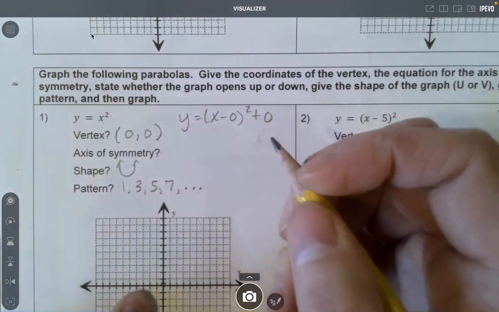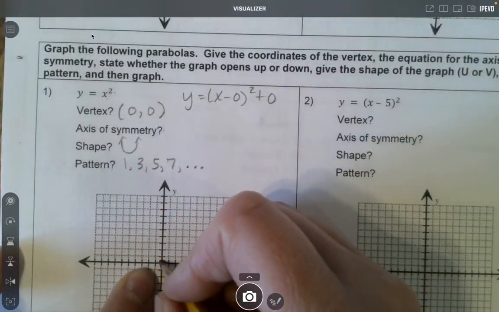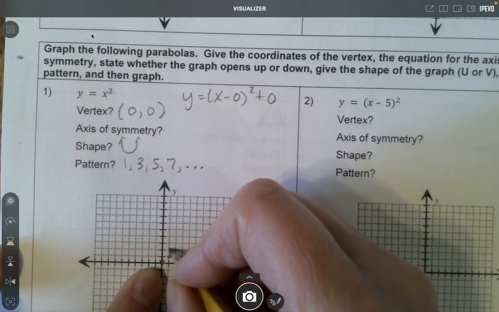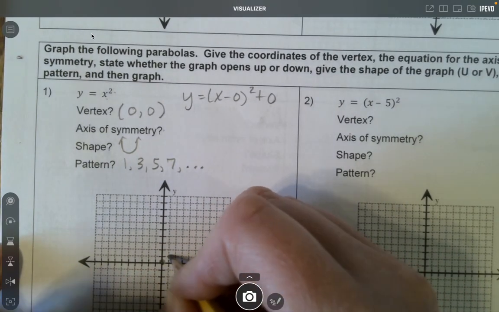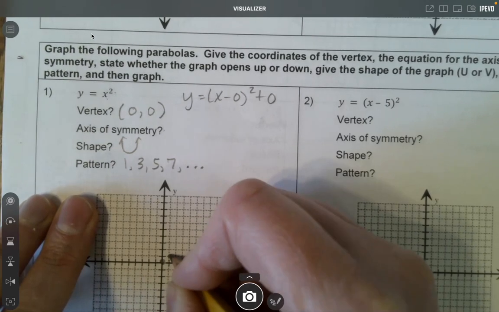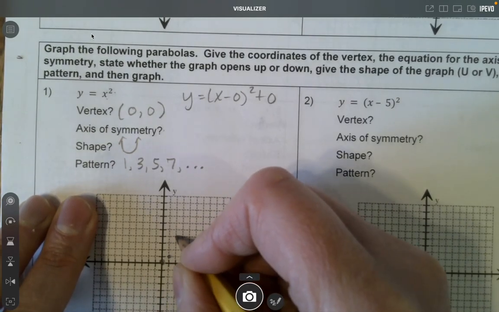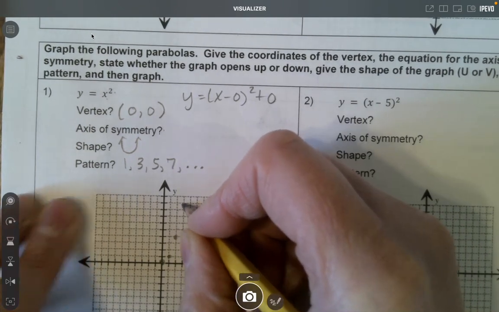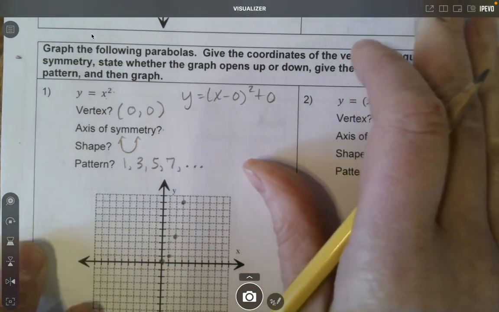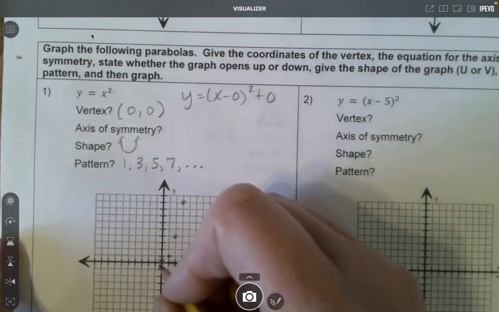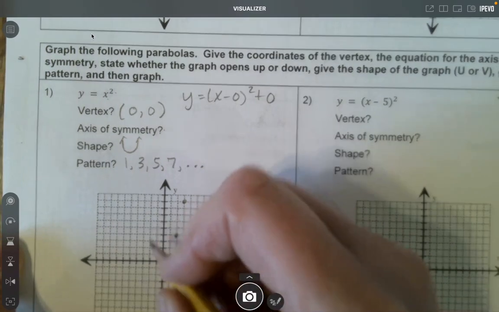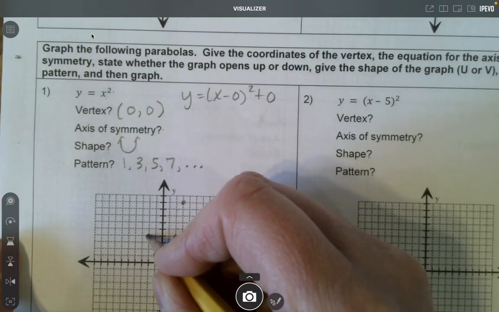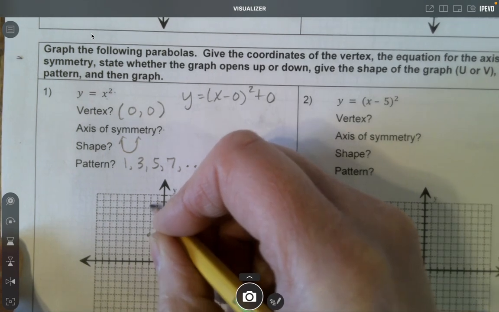From this point right here, I'm going to move up 1 over 1, and then up 3, and it's from this point that I've already made that I'm counting up 3 squares. So from here, I'm counting up 3 over 1, and then up 5, and that's all the points I can fit before I run out of graph. Now I'm going to mirror that on the other side: up 1 over 1, up 3 over 1, and up 5 over 1.